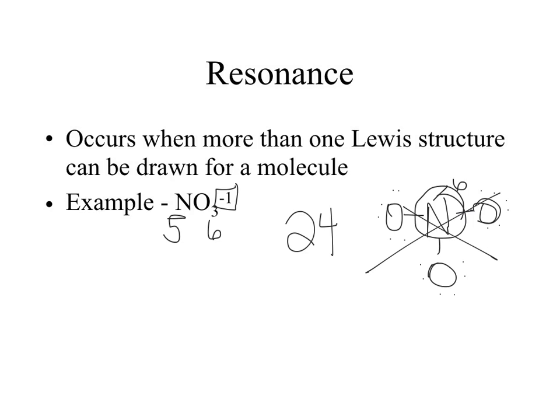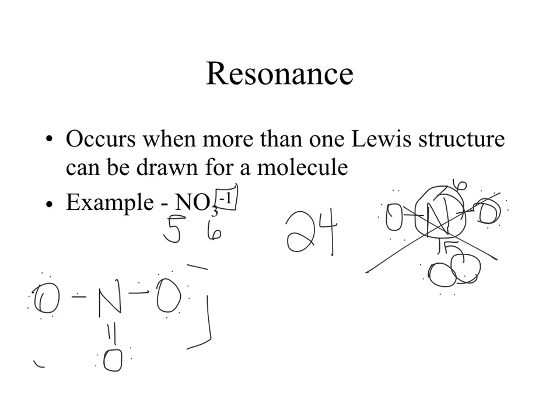So let's try sliding some of those electrons up into a double bond. So nitrogen is the central atom. Do a double bond to this oxygen, bond to each one of our other oxygens. We've got 1, 2, 3, 4, 5, 6, 7, 8, 9, 10, 11, 12, 13, 14, 15, 16, 17, 18, 19, 20, 21, 22, 23, and 24. It's an ion, so we're going to put the parentheses, -1.